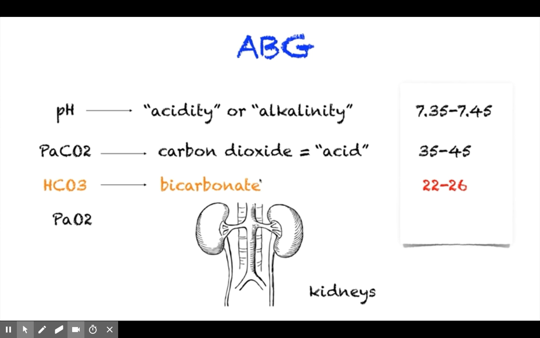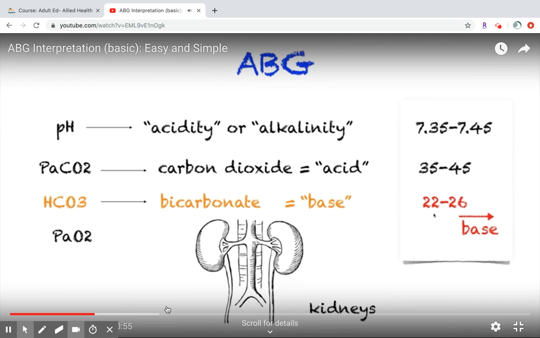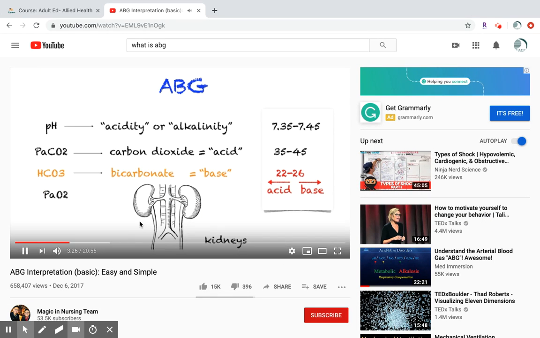Earlier, I mentioned that when you see carbon dioxide, relate that with acid. If you see bicarbonate, think about base. The more bicarbonate you have in your blood, the more basic your blood is. If your bicarbonate is more than 26, your blood tends to be on the basic side. On the other hand, if it's less than 22, that means you don't have enough bicarbonate in your blood. Your blood tends to be on the acidic side.